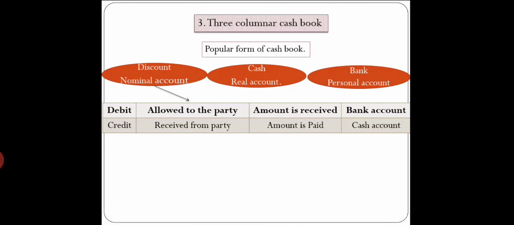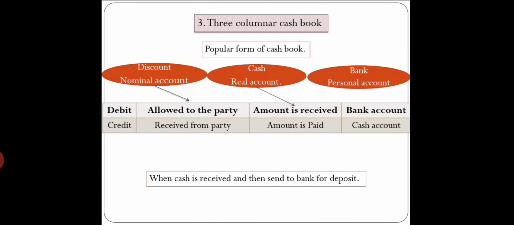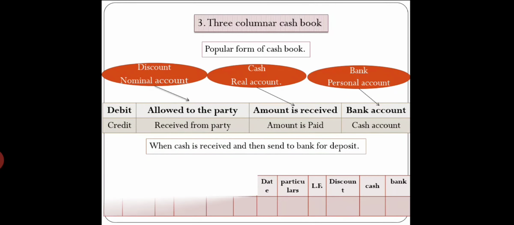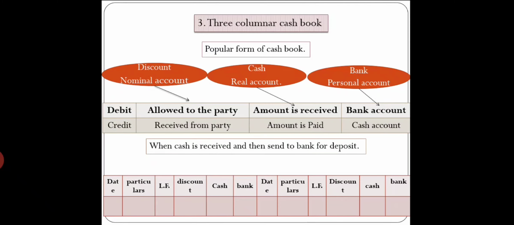The rule for the cash column: if an amount is received, the entry is on the debit side; if an amount is paid, the entry is on the credit side. When cash is received and then sent to the bank for deposit, the bank account is debited and the cash account is credited. So this is the format of the three columnar cash book.